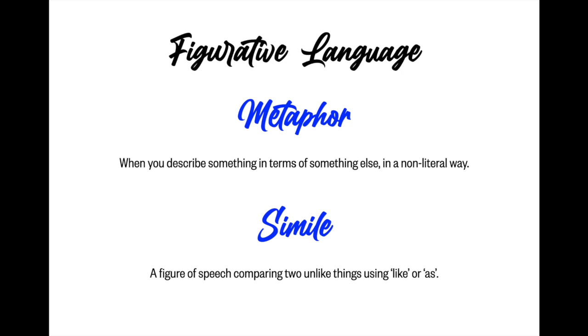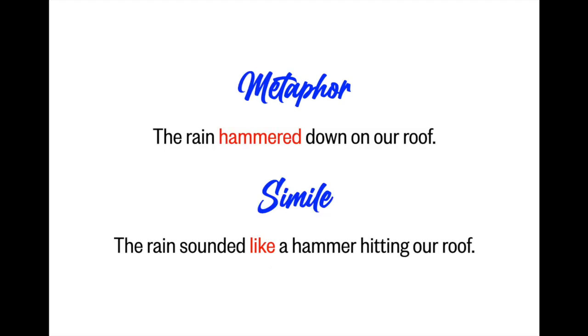And the second type of figurative language is called a simile. This is a figure of speech comparing two unlike things using the words like or as. She is as brave as a lion, or she jumped like a kangaroo. These are similes. Here are some more examples for you, and these ones are related to the past paper question. The rain hammered down on our roof. Was there really a hammer? Boom, boom, boom. Really? No, of course not, but we're describing it in a non-literal sense, in a metaphorical sense. And here is a simile. The rain sounded like a hammer hitting our roof.